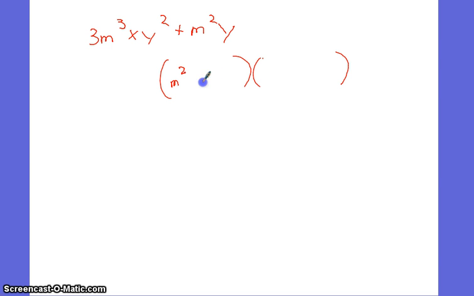And I'm going to pull out y. Okay, m squared y. What does that leave me with? Now be very careful here. 3m xy, because I had one left on each of those. Notice that my second term is gone, but it's not gone. It's actually 1. It didn't become 0.